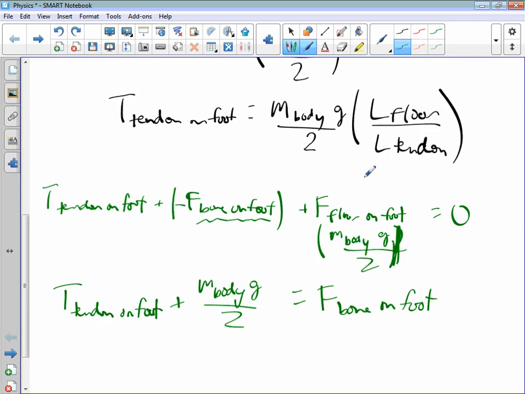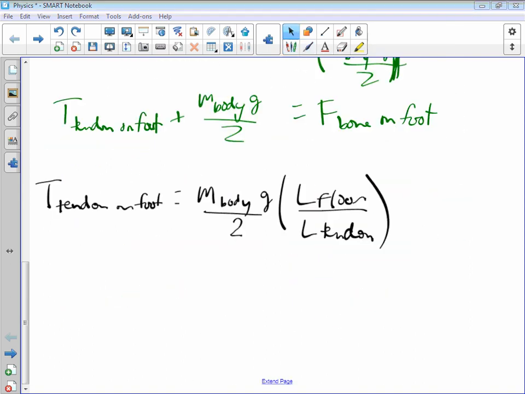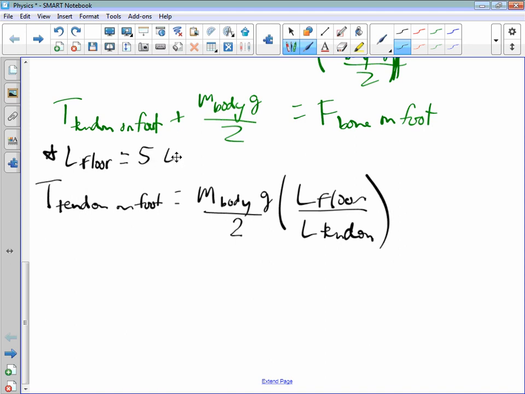So, one thing that is provided to us later in the problem that we wouldn't be able to do anything with otherwise is that the length from that point to the floor is 5 times longer than that point to the tendon. That helps us out. Otherwise, I don't know how we would do this. So, nice little hint that we're given later on is that the length to the floor is equal to 5 times the length to the tendon.